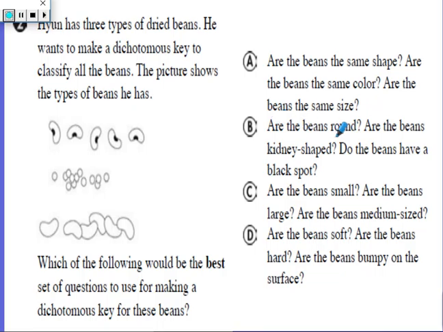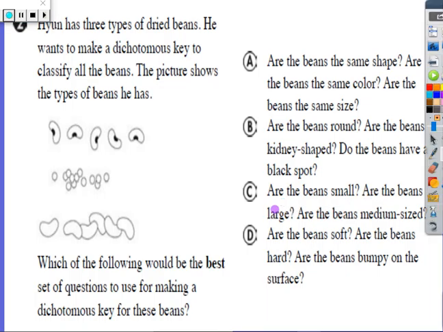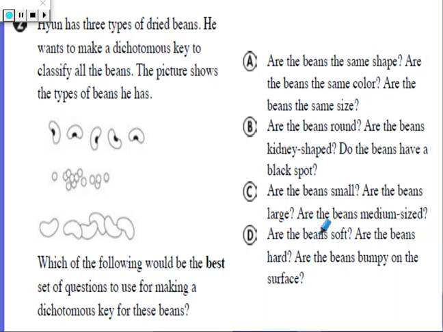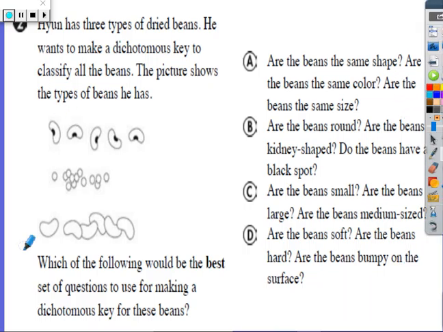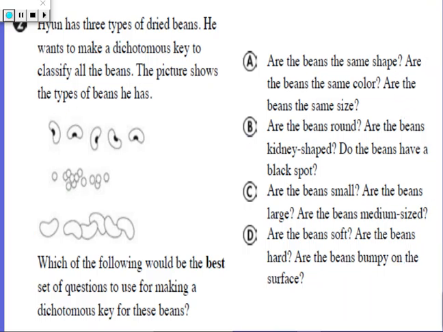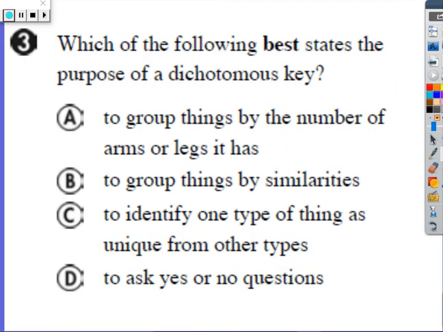Are the beans round? Are they kidney shaped? Do the beans have a black spot? Are the beans small? Are the beans large? Are the beans medium size? And the last one, are the beans soft? Are the beans hard? Are the beans bumpy on the surface? So by looking at these beans, which questions will be the best for him to ask?